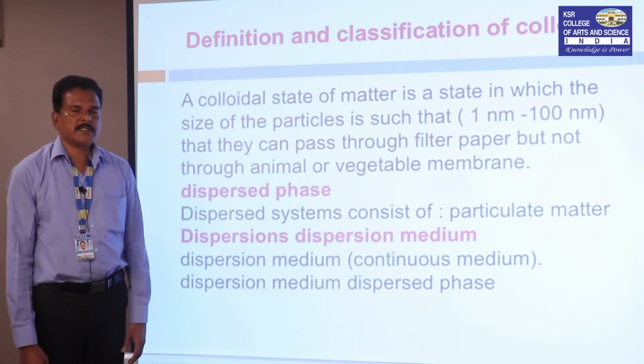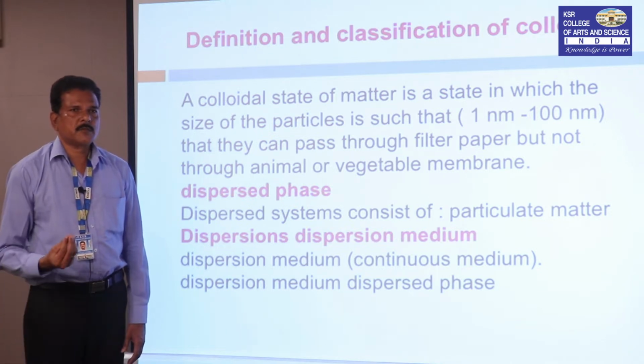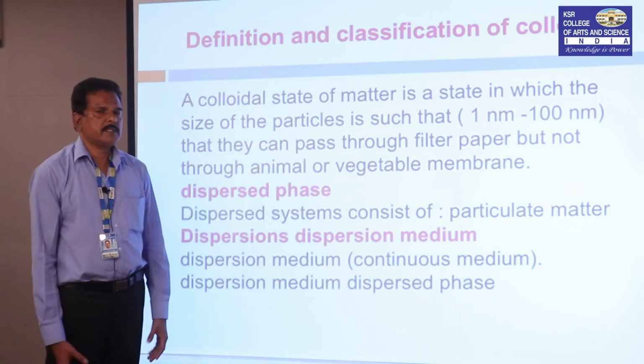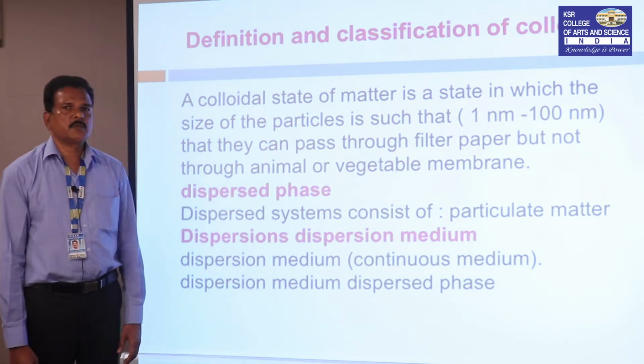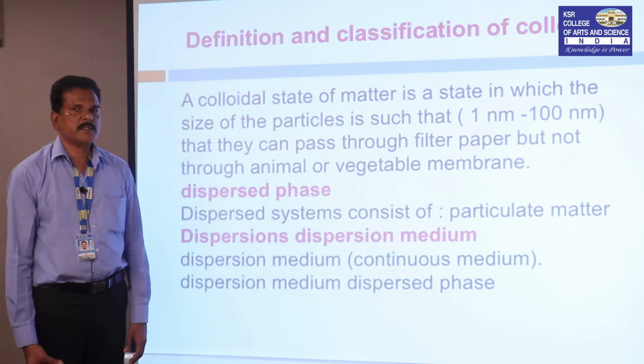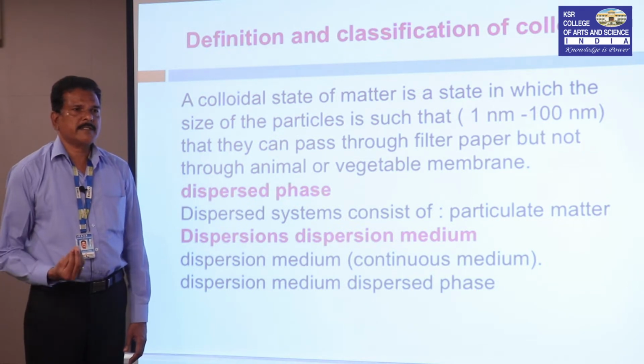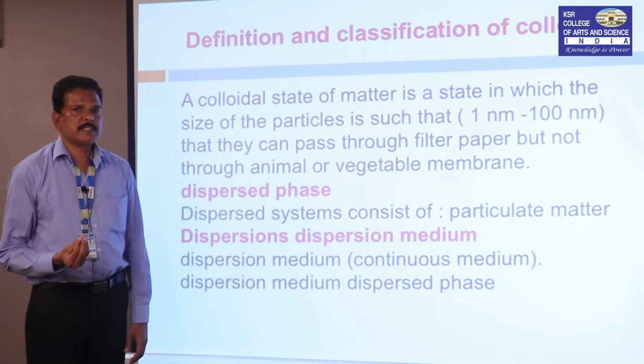A colloid is nothing but a kind of solution. We know a solution means two components will be there, one is solvent, another one is solute. The major component present in the solution is said to be solvent and the minor component is said to be solute. The function of the solvent is to dissolve the solute, and the solute is dissolved in the solvent. Like so, a colloid also contains two phases. One is the dispersed phase, another one is the dispersion medium.